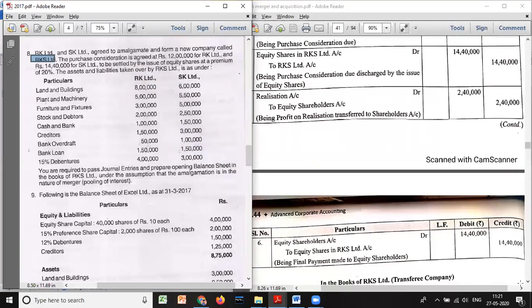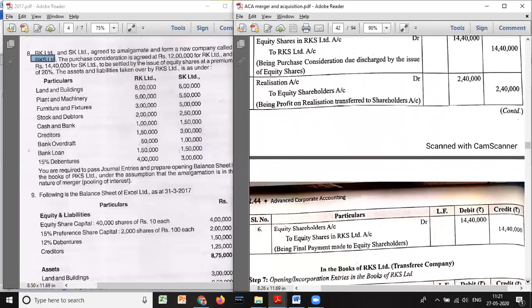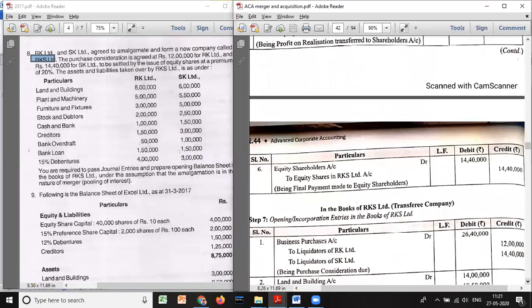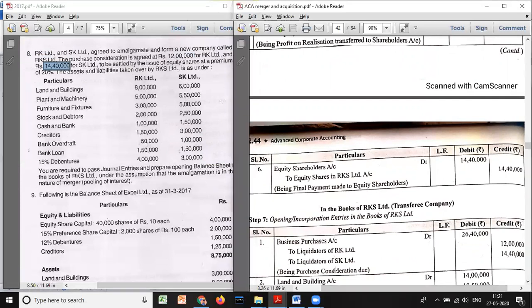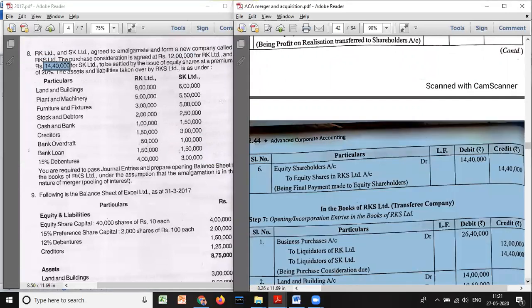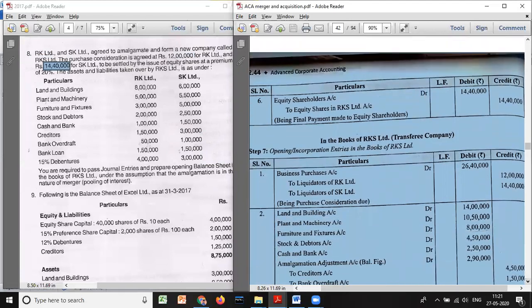The first entry is always the same. What is the first entry? Business purchase account debit. PC is how much? 12 lakh plus 14,40,000, it will be 26,40,000. Business purchase account debit 26,40,000 to liquidator of RK. For RK they are paying 12 lakh. For SK they are paying 14,40,000. Being purchase consideration due.